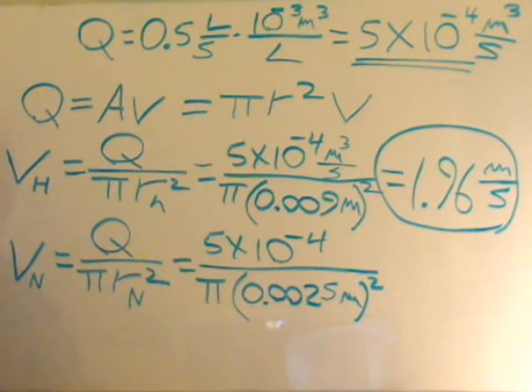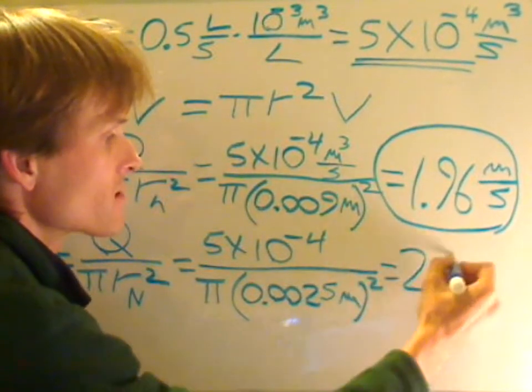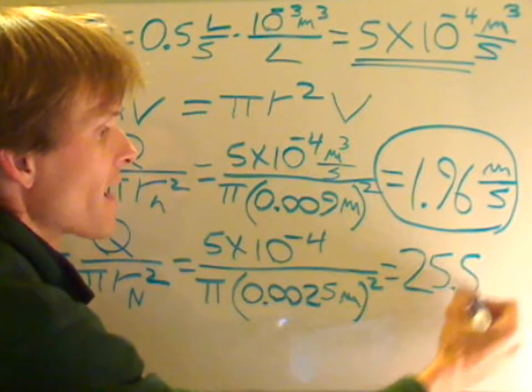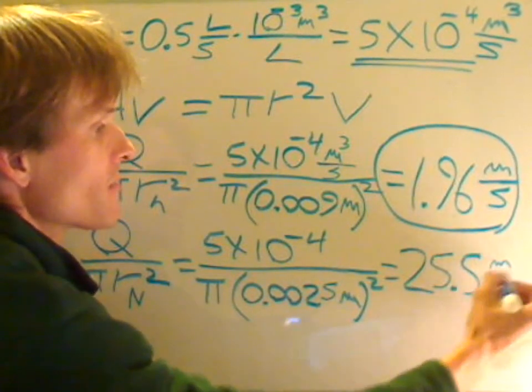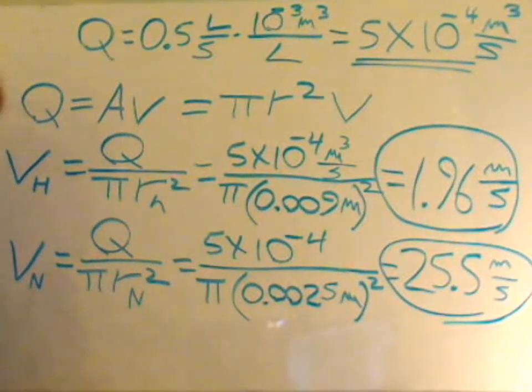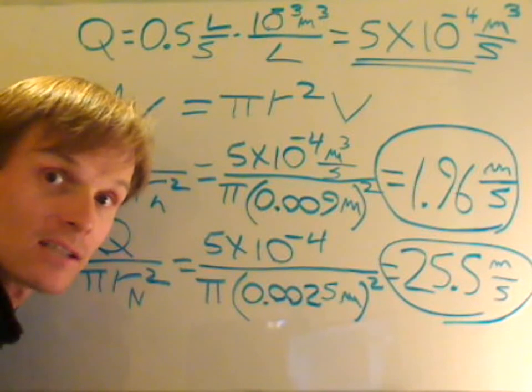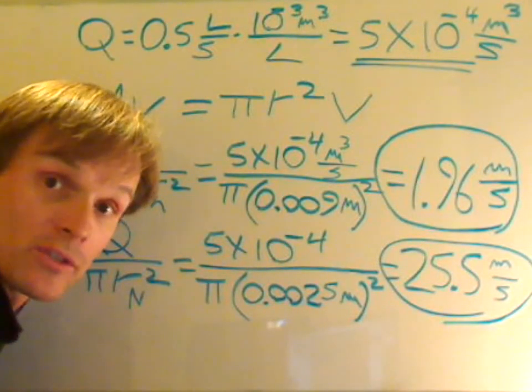So you do this calculation, you get a considerably larger result. It's 25.5 meters per second. Okay, so as expected, we have a much higher velocity in the nozzle than we do in the hose.